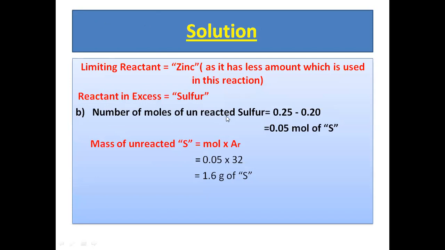Now the second part: how much sulfur remains unreactive? For this purpose, you will find the unreacted sulfur moles, 0.25 minus 0.2, and 0.05 moles of sulfur remains unreactive. Now change these moles into mass, 0.05 multiplied by 32, using the formula mass is equal to moles into relative atomic mass. So you will get 1.6 gram of sulfur.